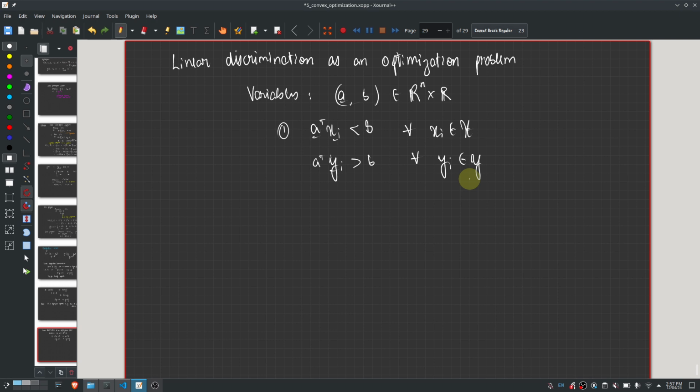Yeah? What is identity function? So I want to pose this as minimum of something subject to A transpose xi less than b and A transpose yi greater than b. What should I fill in here? Minimize what?